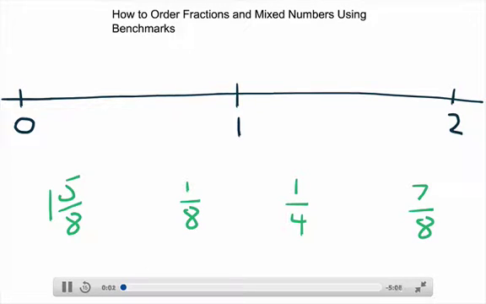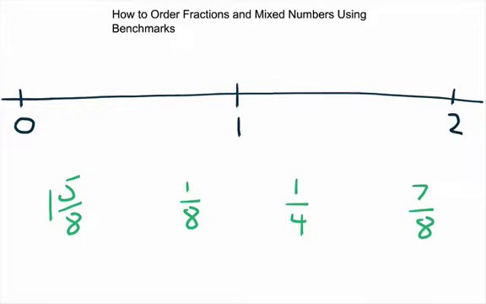In this lesson, we're going to be taking a look at how to order fractions and mixed numbers using benchmarks. Now, benchmarks are kind of like guideposts. We use them to determine where to place our fractions and mixed numbers. And in this example, on the number line, we have three benchmarks: the number 0, the number 1, and the number 2. The first number that we need to place is 1 and 5 over 8.